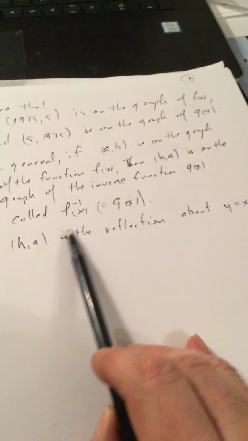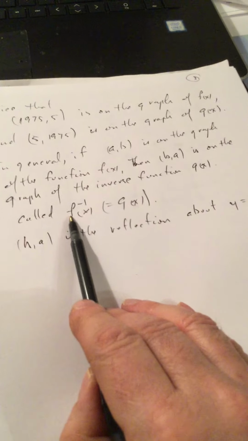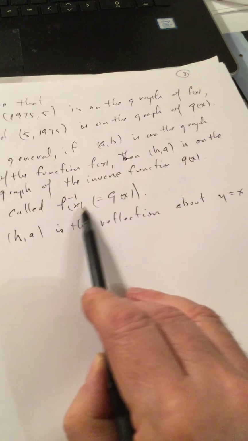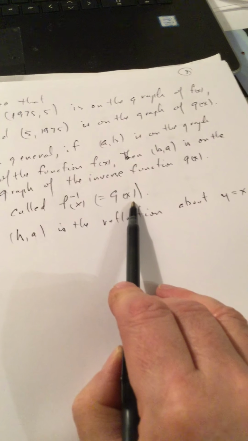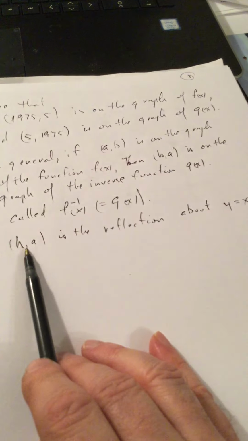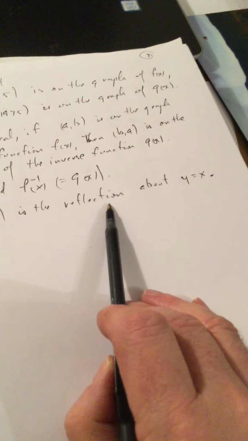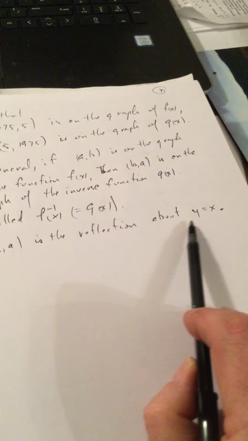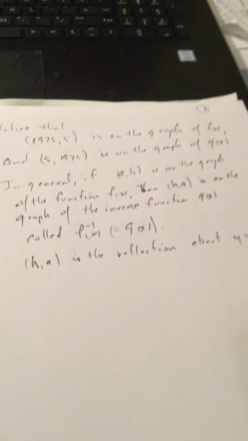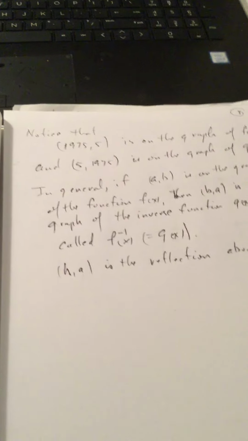Now, the inverse function is usually written f inverse of x. So this is g of x. So (b, a) is the reflection about the line y equals x. Let me go into that a little bit.